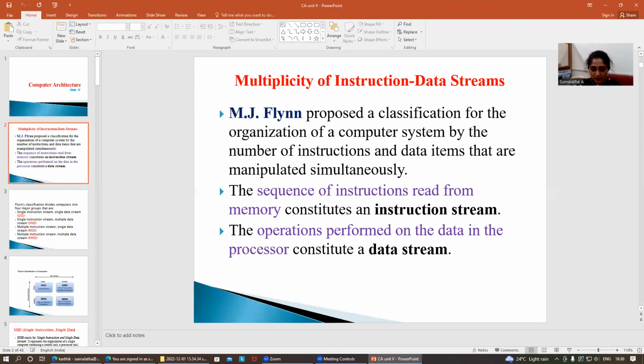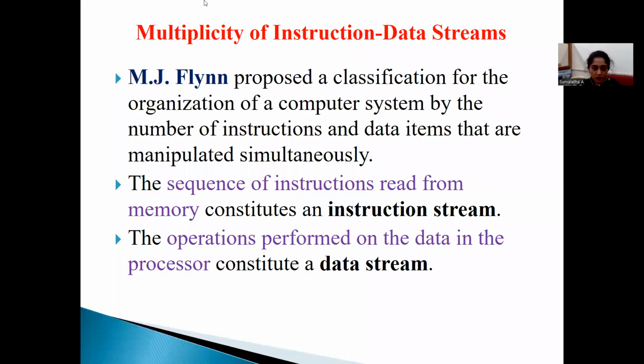This is also called Flynn's classification. It was M.J. Flynn who proposed this classification for the organization of computer systems. And why did he do this? Because he was basically trying to categorize or classify the instructions as well as the data items.